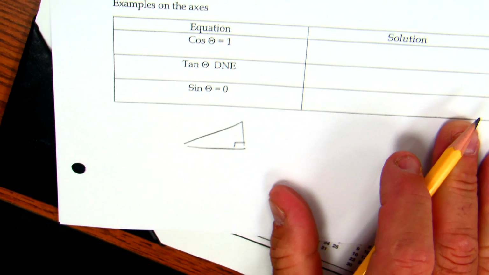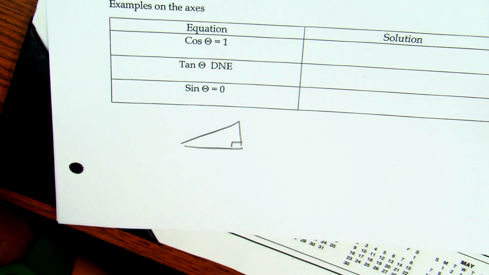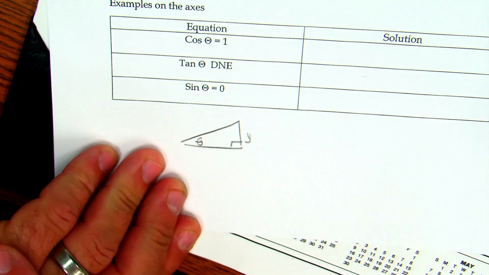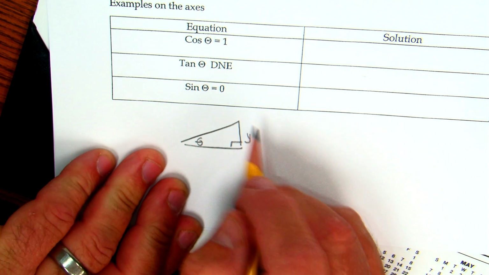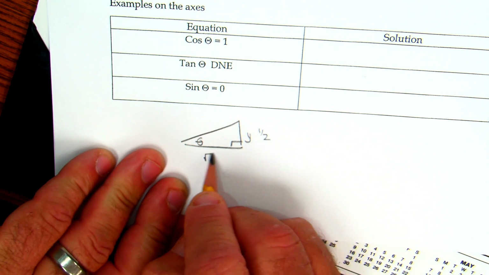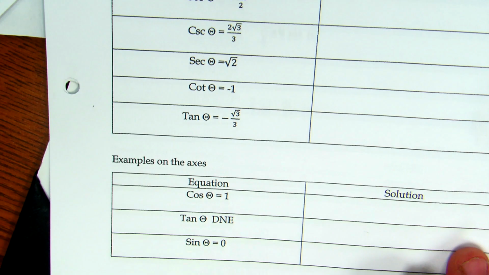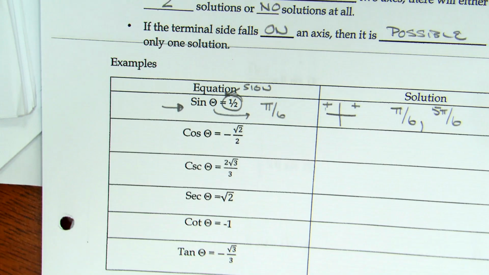So you have to remember from the unit circle, all right, that sine is the y coordinate. All right, so you have to remember that's the 1/2, and then that's the root 3 over 2. So you have to go back to those values and know which one's which. Make sense?